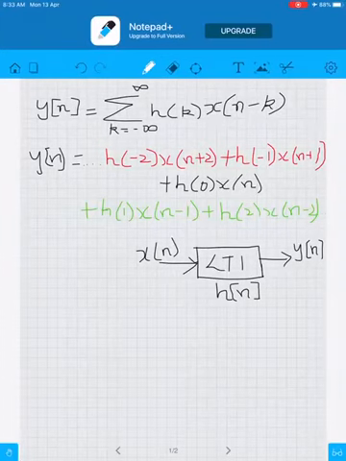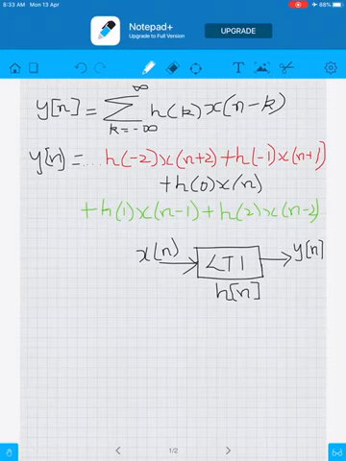Hello all. The objective of this video is to determine the characteristics of an LTI system from the impulse response. That is, suppose I know the impulse response of the system, then what characteristics can I determine about the system by observing the impulse response?